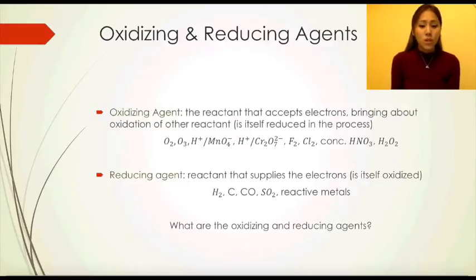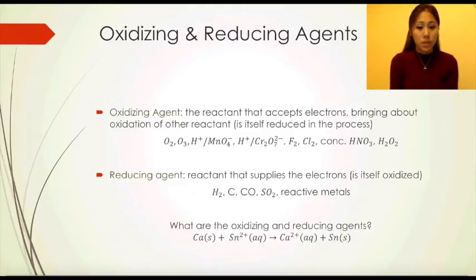So what are the oxidizing and reducing agents of this chemical reaction below between calcium and tin 2+ ions? I'm going to give you guys a couple seconds to think about which reactant is being oxidized and which reactant is being reduced.